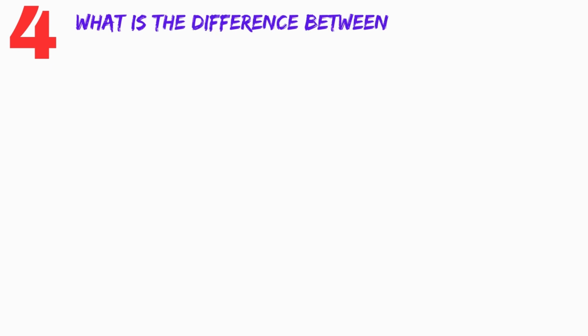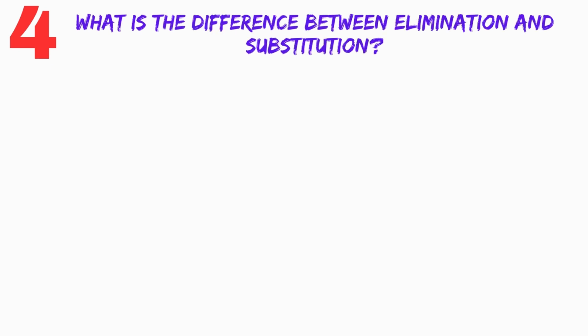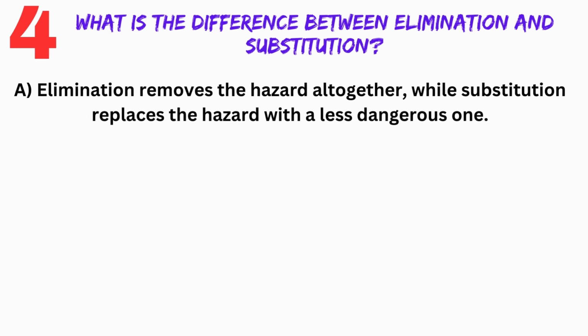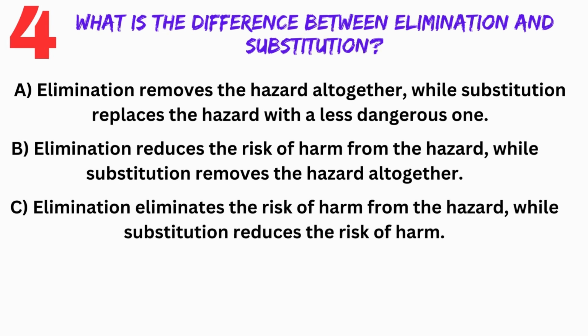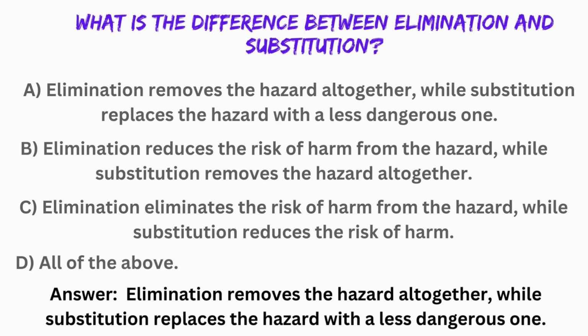Question 4. What is the difference between elimination and substitution? A. Elimination removes the hazard altogether, while substitution replaces the hazard with a less dangerous one. B. Elimination reduces the risk of harm from the hazard, while substitution removes the hazard altogether. C. Elimination eliminates the risk of harm from the hazard, while substitution reduces the risk of harm. D. All of the above. Answer: A. Elimination removes the hazard altogether, while substitution replaces the hazard with a less dangerous one.